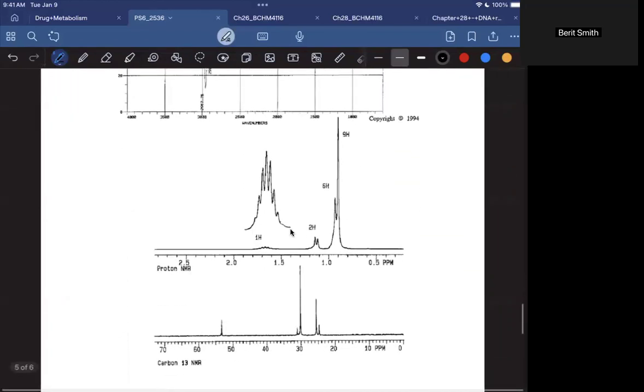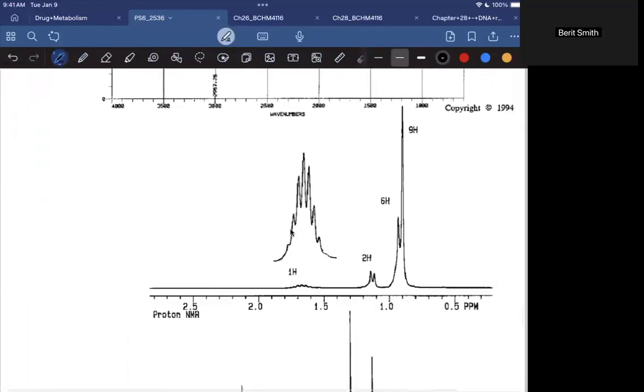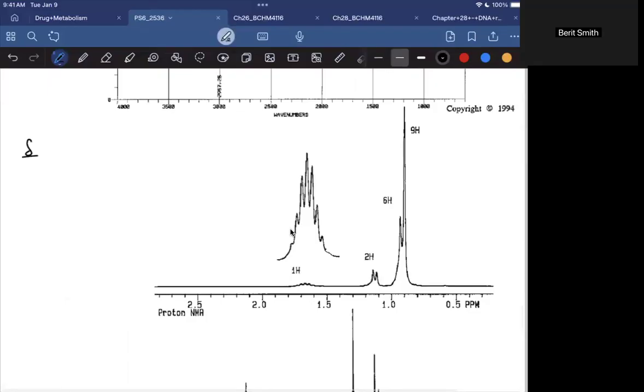So again, I'm just going to go on down to this proton NMR and make my correlation table. So it's going to be 0.9 and I guess 0.95. They're pretty close to each other. This one would be like a 1.2 and then like a 1.7.